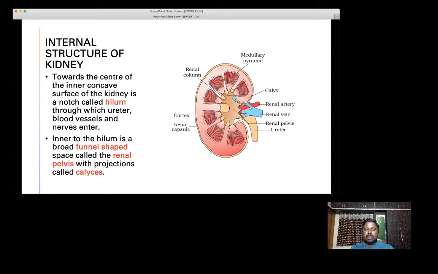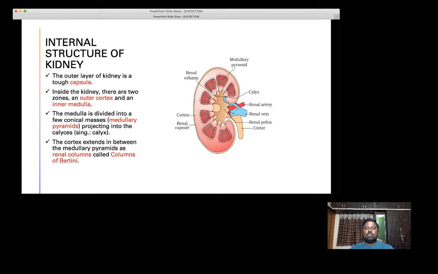Next, another funnel-shaped area is there on the inner side of the kidney. That is called the renal pelvis. It has projections called calyx or calyces. Calyx is singular, calyces is plural. See in your diagram, the calyces are there.